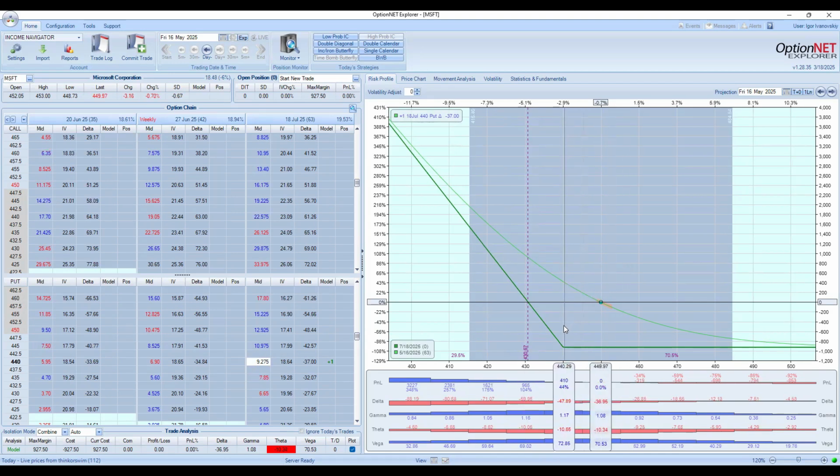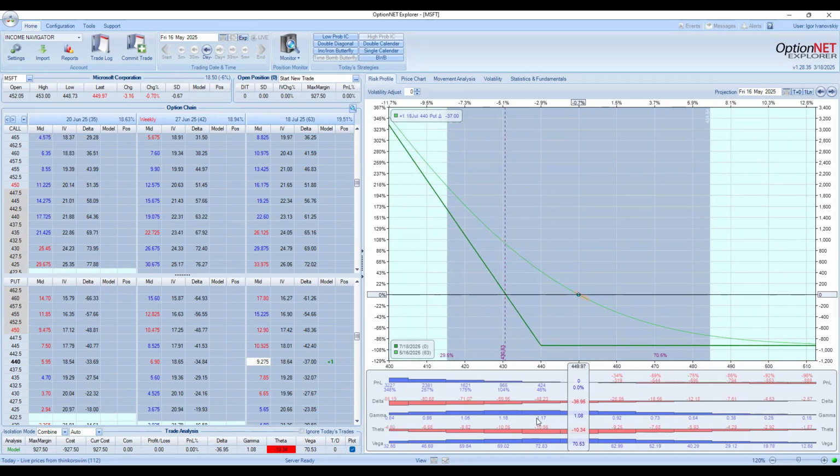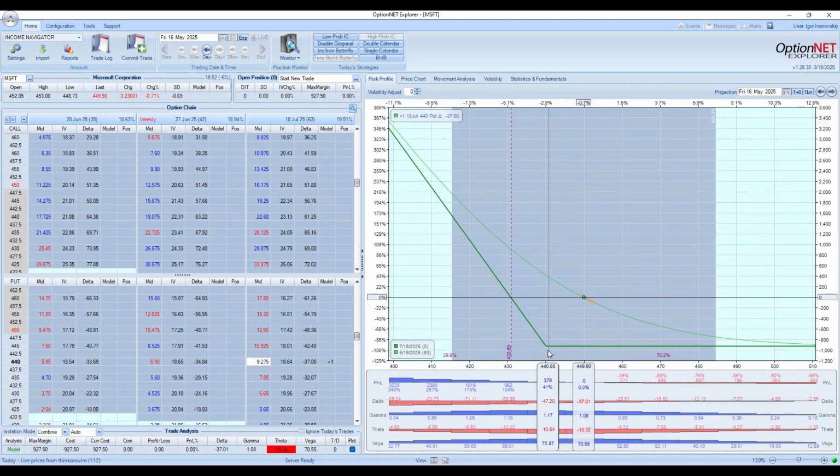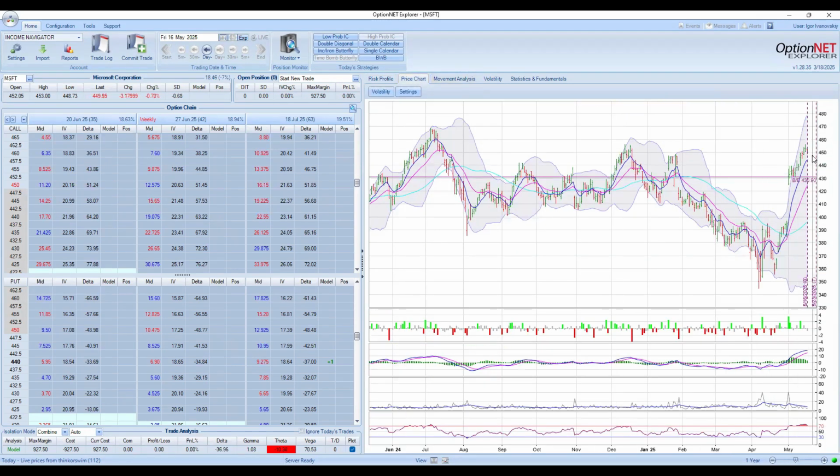The only way I lose 100% of this premium is if Microsoft is at 440 or higher at expiration over the next 63 days. Okay, so I think it makes sense, if you are buying puts and you're making a bearish bet on the price of the underlying, that you want to keep an eye on the chart, right?